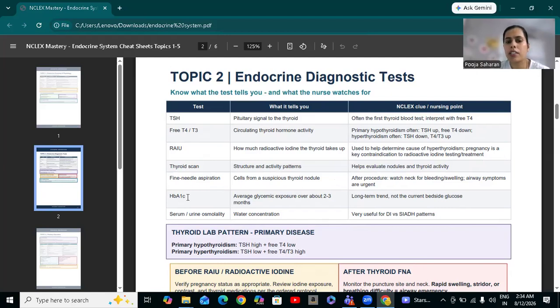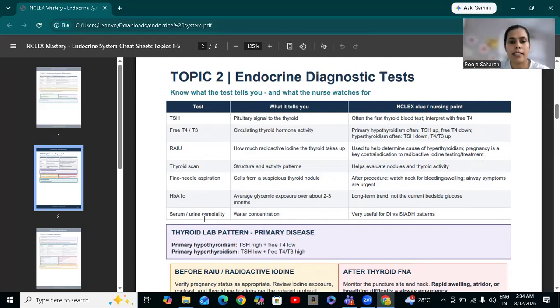Next is HbA1c. That is basically done to check the glucose level. It is not checking the current bedside glucose. It checks the long-term trend, for how long? 2-3 months, or you can say 90 days.